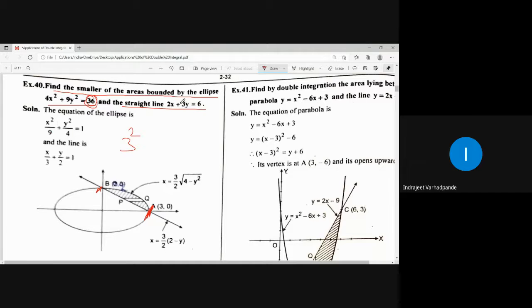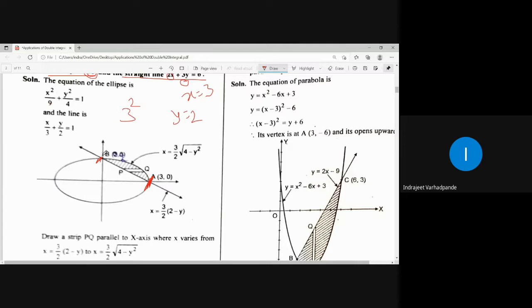Equation of the straight line is 2x plus 3y equal to 6. Put y is equal to 0: 2x is equal to 6, means x is equal to 3. So the line also passes through the coordinate 3 comma 0. Put x is equal to 0, y is equal to 2. The line also passes through the same coordinate, that is 0 comma 2. So after drawing the ellipse having the points of intersection on the x-axis and y-axis as 3 comma 0 and 0 comma 2, you get the points of intersection of the line also as 3 comma 0 and 0 comma 2. That is what we have as the points of intersection of the given curves.